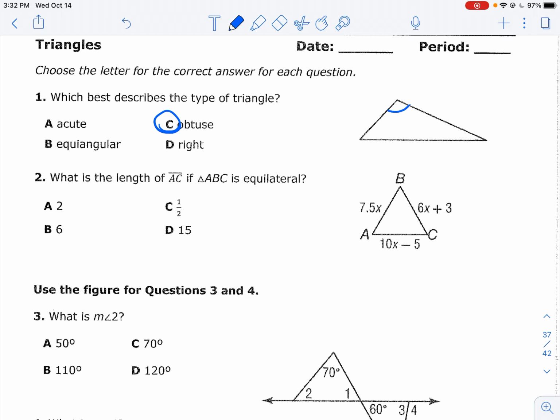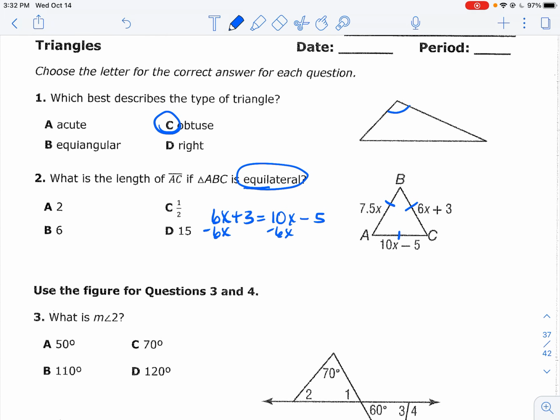In problem number 2, what is the length of AC if it is equilateral? Well, if it is equilateral, that means all the sides are the same length. We can take two of these sides and set them equal and solve for x. So I'm going to go ahead and avoid the decimals and just work with the two sides that have integer lengths. All right, so here we go. Let's subtract 6x from both sides and add 5 to both sides. And so we get 8 is equal to 4x. If I divide both sides by 4, I get that my x value is 2.